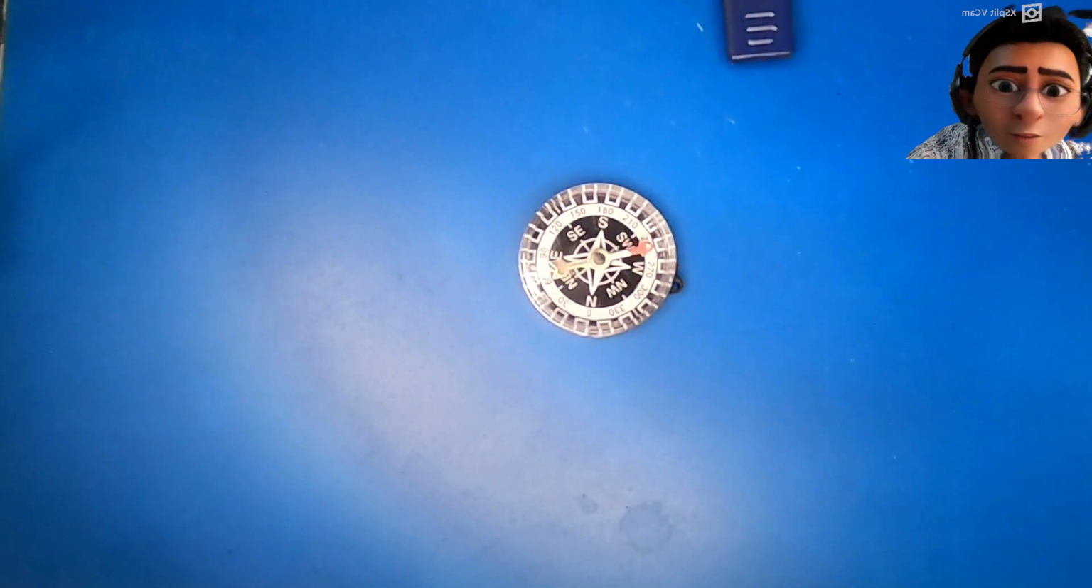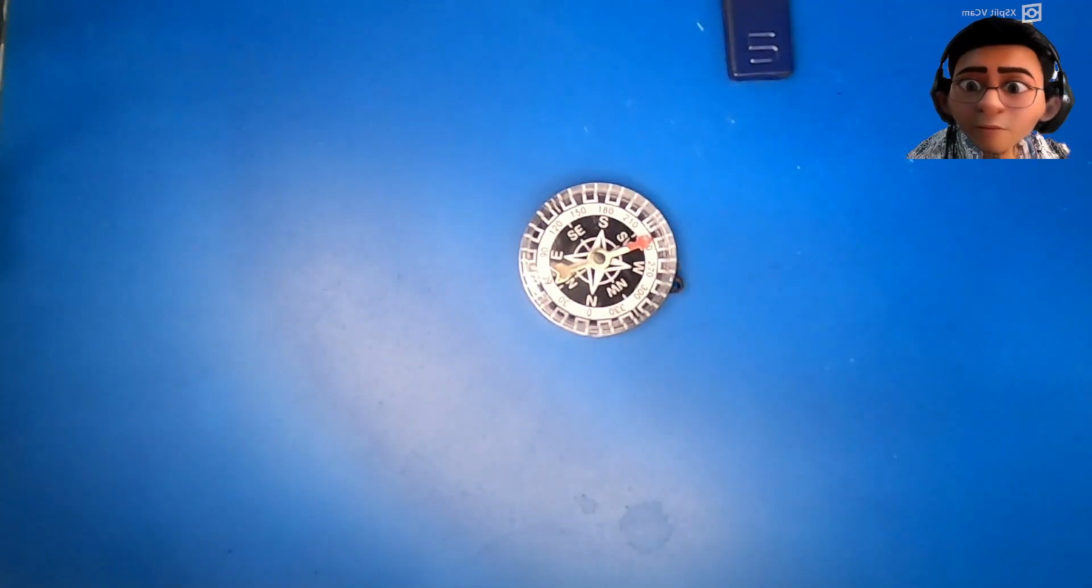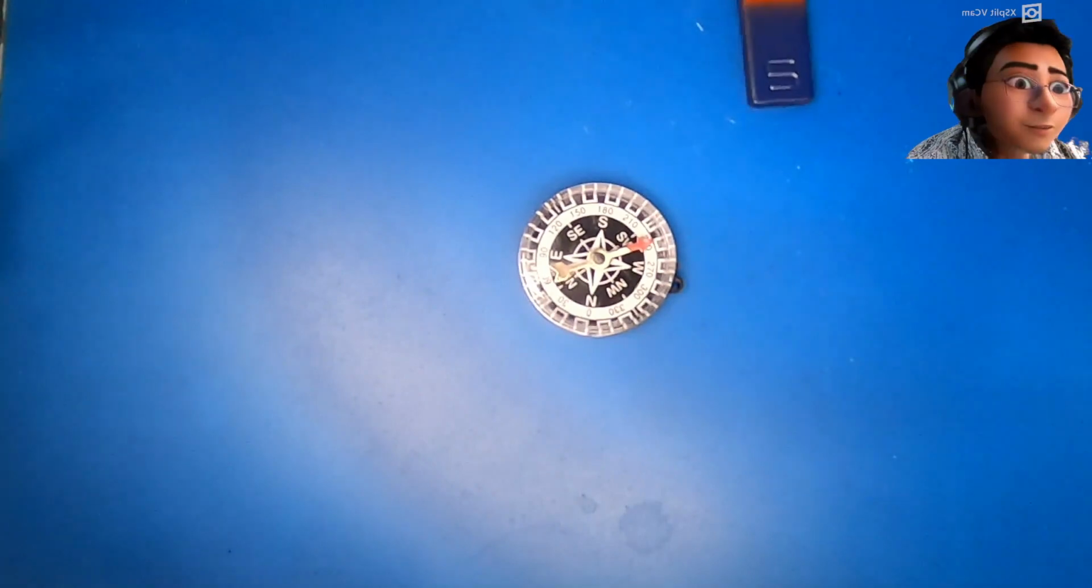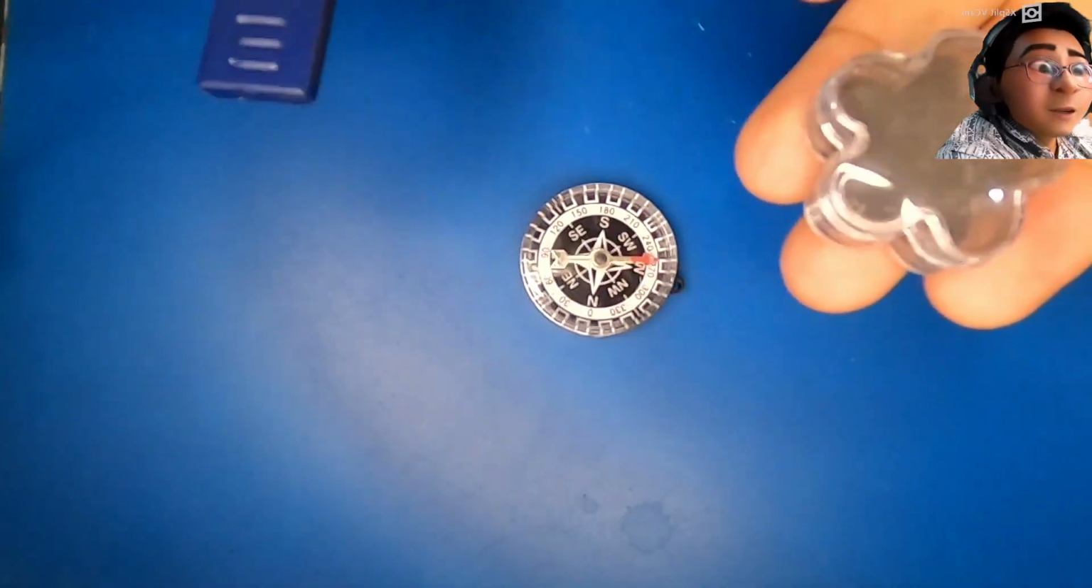Again, one property of magnets is that the pull of a magnet is strongest here. Now you can see here there's dust, I think. Can you see that?